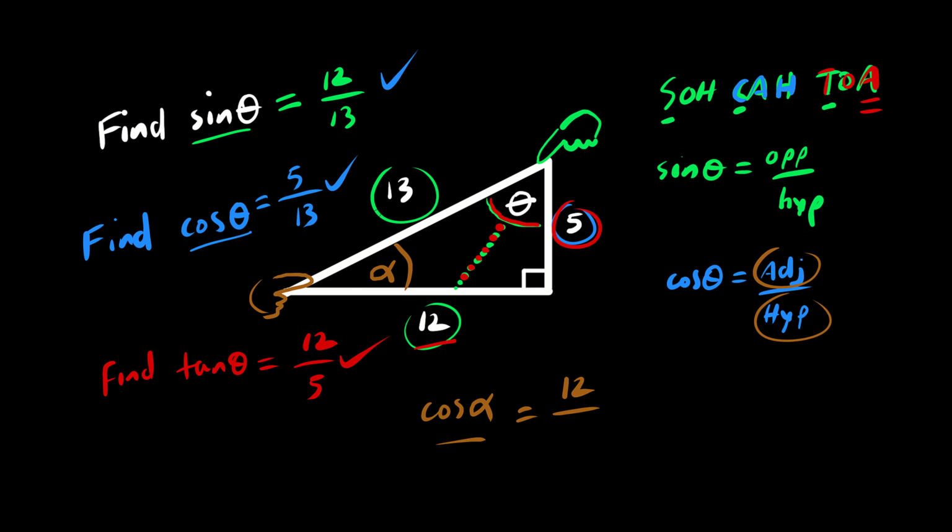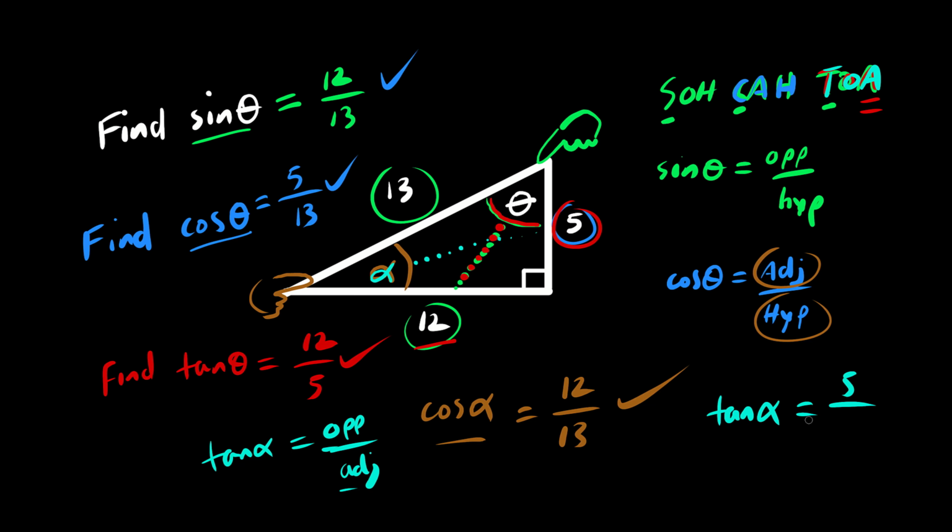So tan alpha is equal to the opposite. So this is alpha here. Opposite happens to be across the field, which is a 5, over the adjacent. And the adjacent here is your friend 12. So there we go. We know how to figure out sine, cos, and tan of any angle.